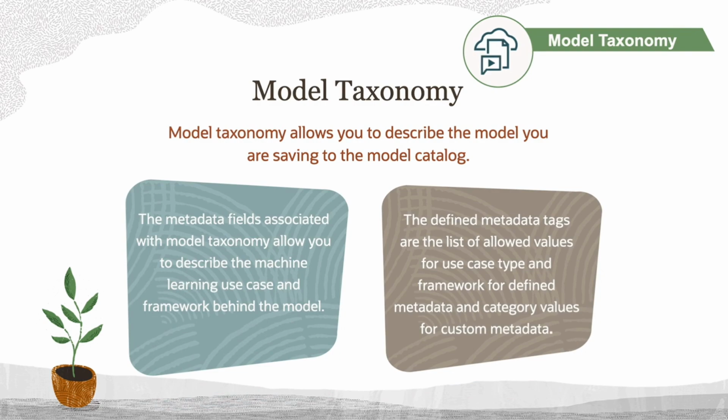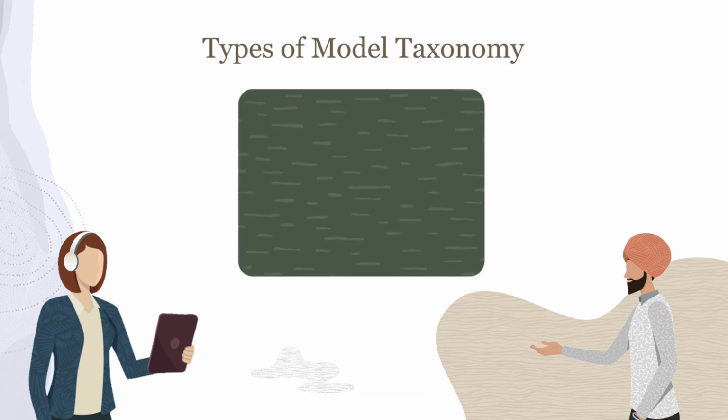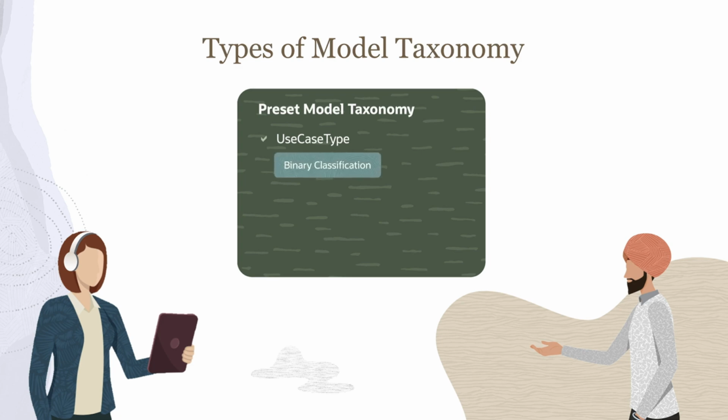Model taxonomy allows you to describe the model you are saving to the model catalog, which is especially useful when working within a team who may not be as familiar with the model or understand important details from its name alone. The metadata fields associated with model taxonomy allow you to describe the machine learning use case and framework behind the model. The use case type describes the machine learning use case associated with the model using one of the listed values, like binary classification or regression, etc.